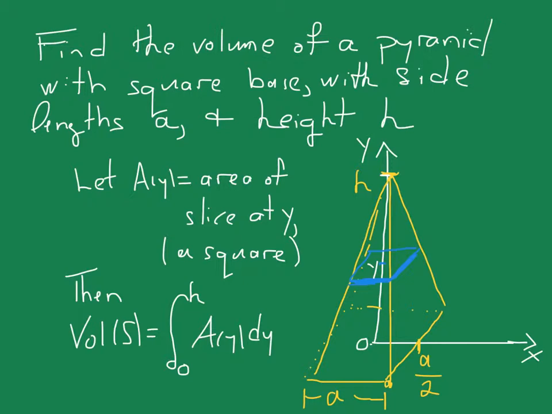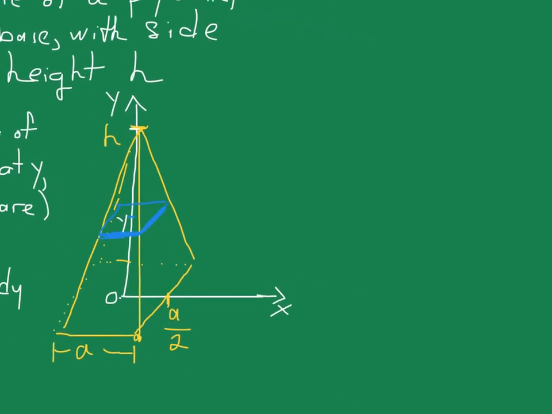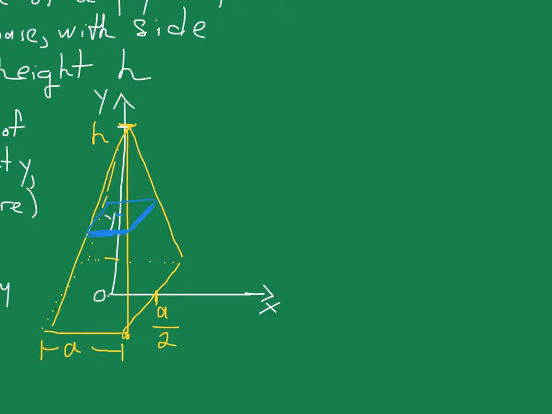So now we need to find, as we said, the formula for A(y), which is going to be a square. So how are we going to do that? Well, let me just move over here a bit, and I'll draw a picture of our slice at y. So here's our slice at y.